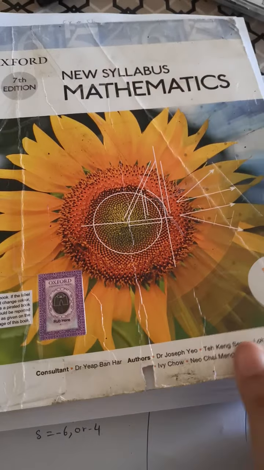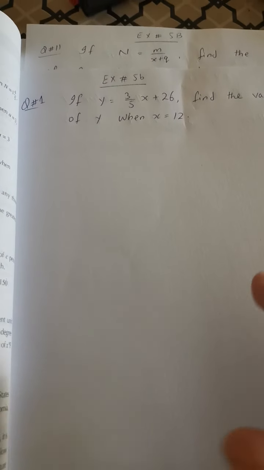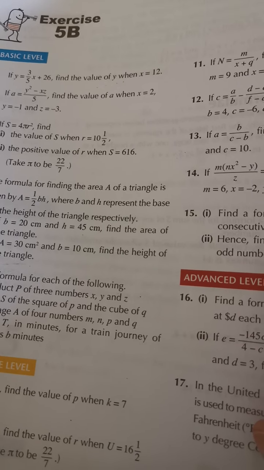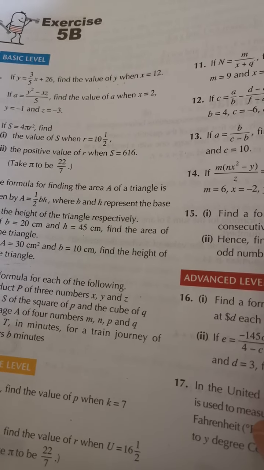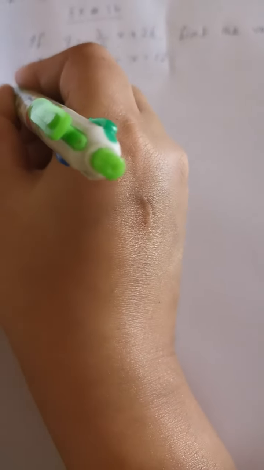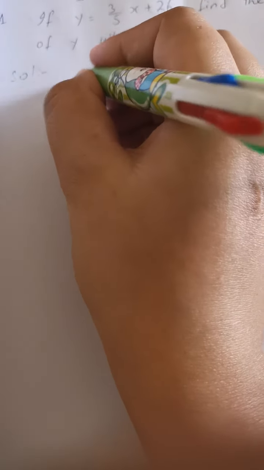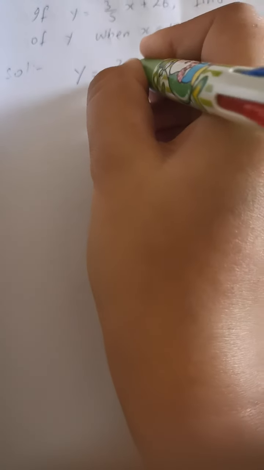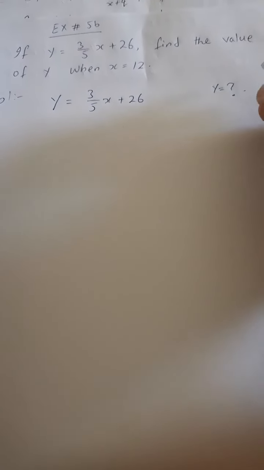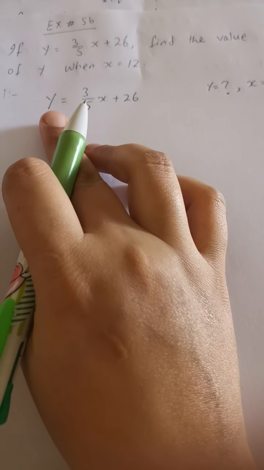We are going to do exercise 5b. Question number 1. Let's start. If y is equal to 3 over 5x plus 26, find the value of y when x is equal to 12. Okay, let's start. We have this equation where y is equal to 3 over 5x plus 26. We have to find the value of y and the value of x. They give us 12. This is the equation of y.